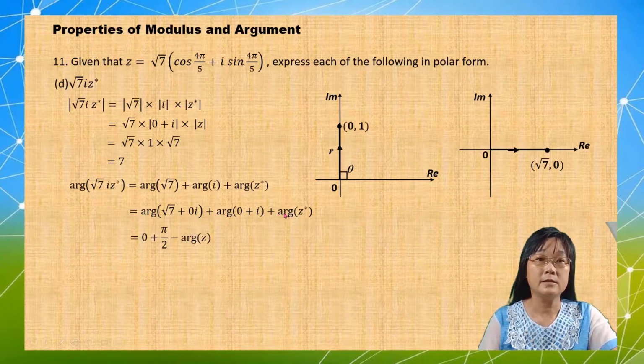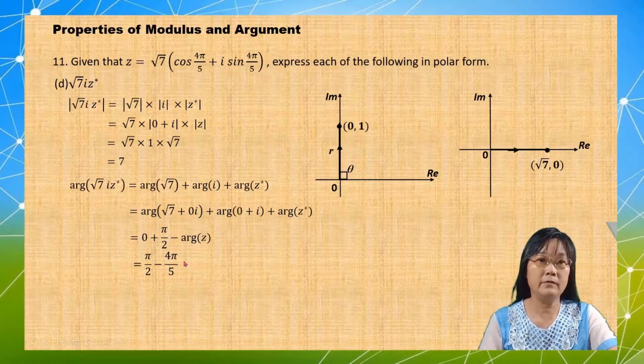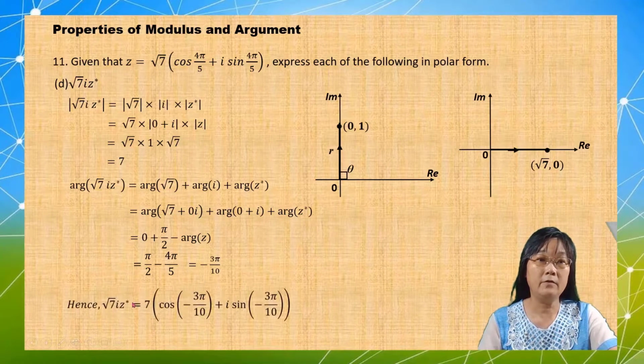As for the argument of the conjugate, we know that it is negative argument of z. Argument of z we can get from here, that is 4 pi over 5. So when we simplify, we get negative 3 pi over 10. So therefore the polar form is this one.